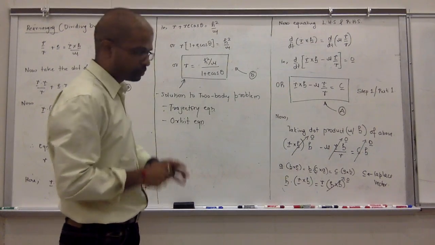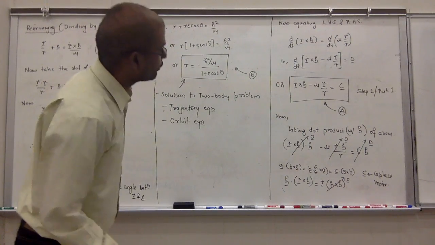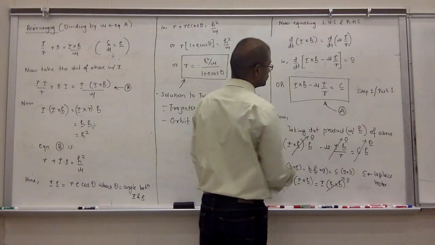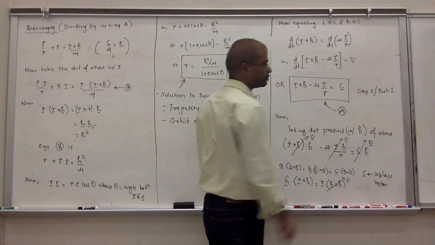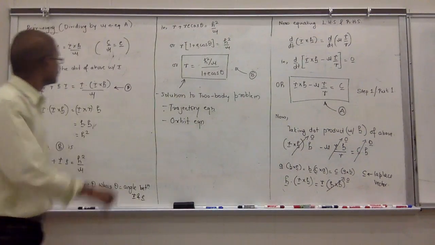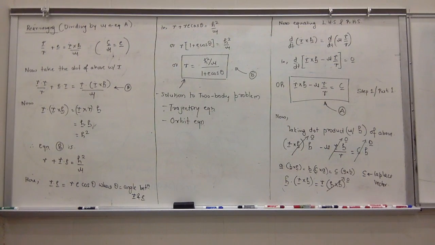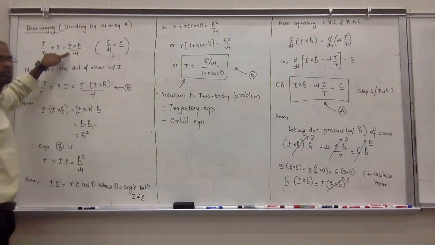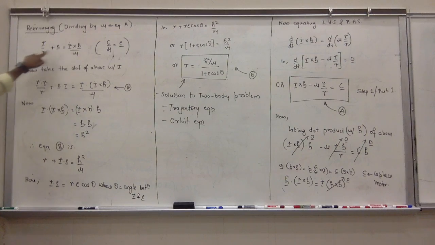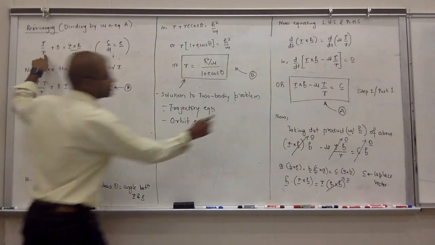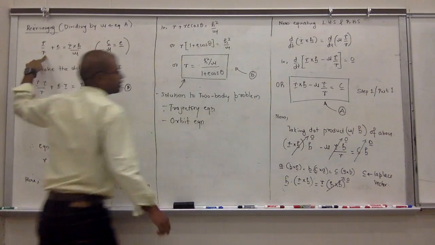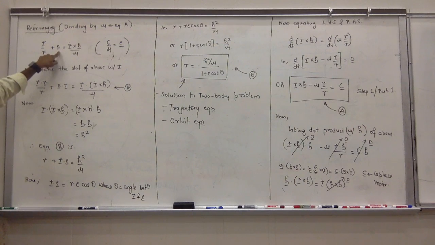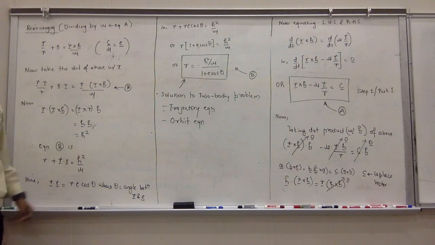And this is the complete solution. We divide this equation by mu and move this term to the right hand side. You see that? That's happening there. This term moved to the right, and this E is simply C over mu.